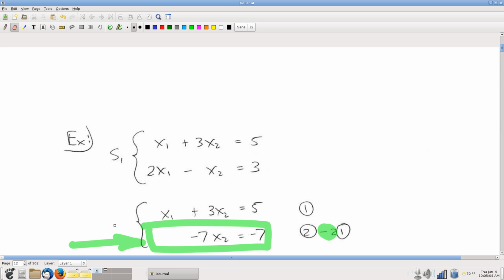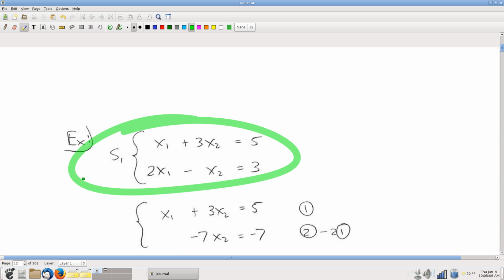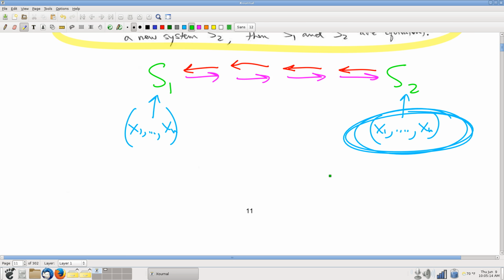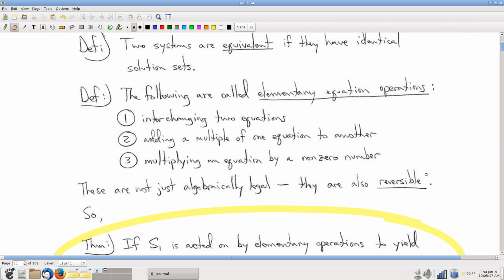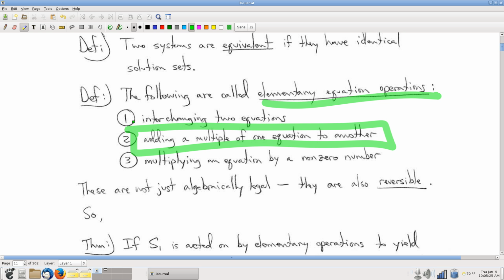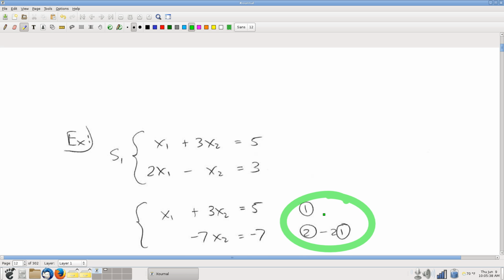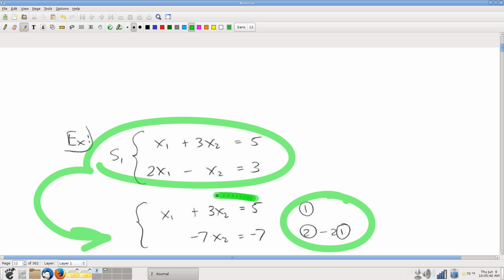Now, notice, of course, that turns a system into another system, and so the first equation didn't change at all. Right? Go back to our list of elementary equation operations, and it is an elementary equation operation to do this, and only that. That's the only thing you do to the system. So that equation has to not change. All right. So we did an elementary equation operation, and that turned a system into another system.